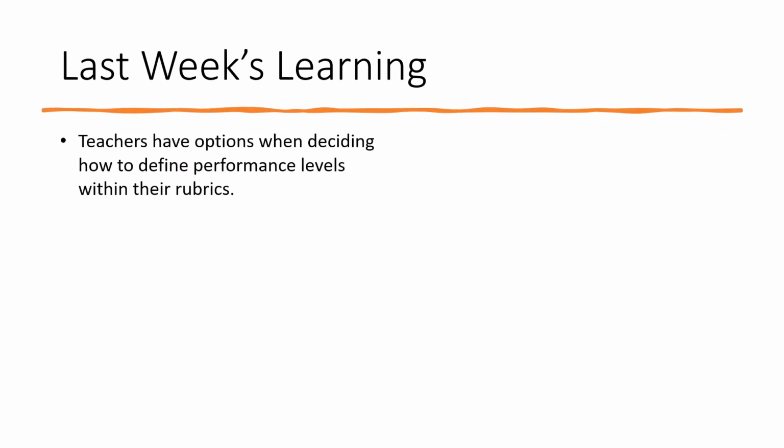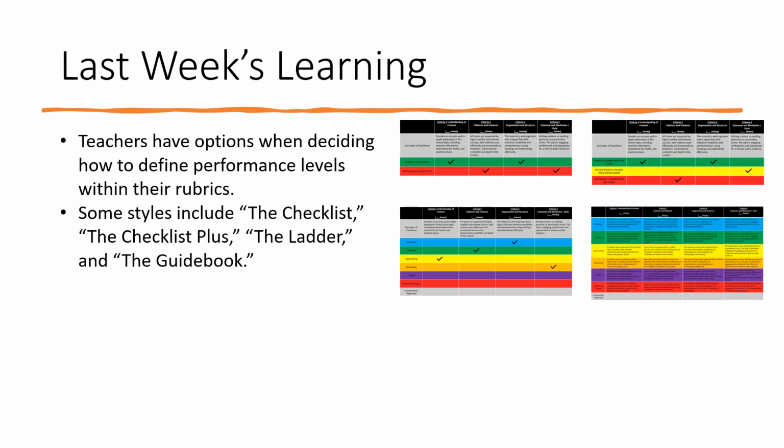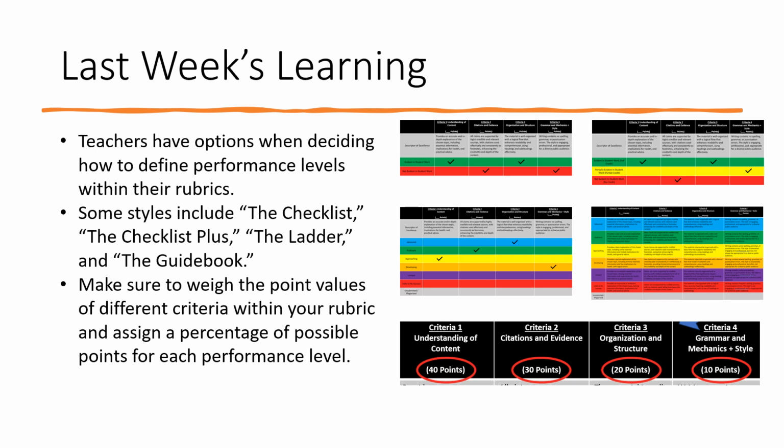We learned that teachers have options when deciding how to define performance levels within their rubrics. We learned some styles of rubrics include the checklist plus, the ladder, and the guidebook. Finally, we learned to make sure to weigh the point values of different criteria within your rubric and assign a percentage of possible points for each performance level.